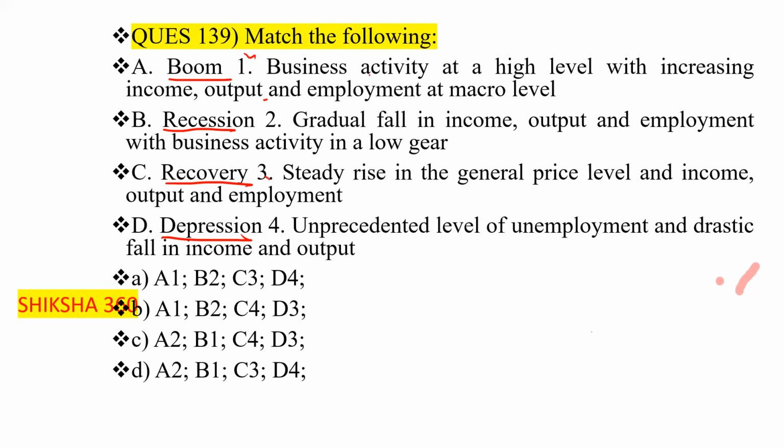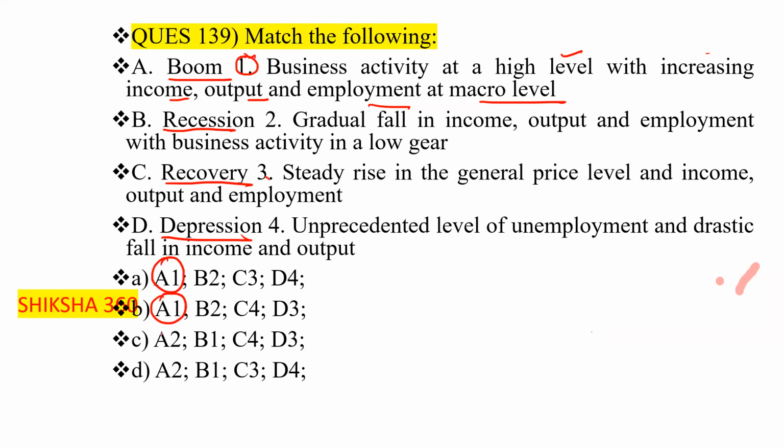One says that business activity is at a high level with increasing income, output and employment at micro level. Second is a gradual fall in income, output and employment with business activity in low gear. Third is a steady rise in the general price level and income, output and employment. Fourth is an unprecedented level of unemployment and drastic fall in the income and output. So boom is related to 1. A is related to 1.